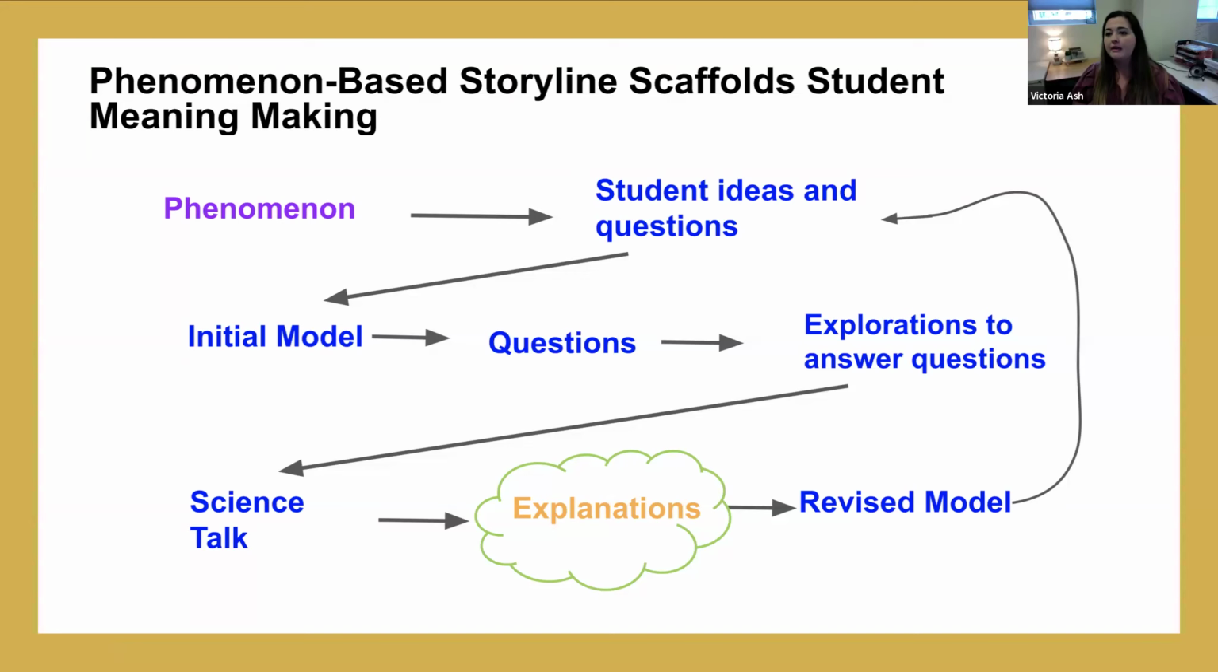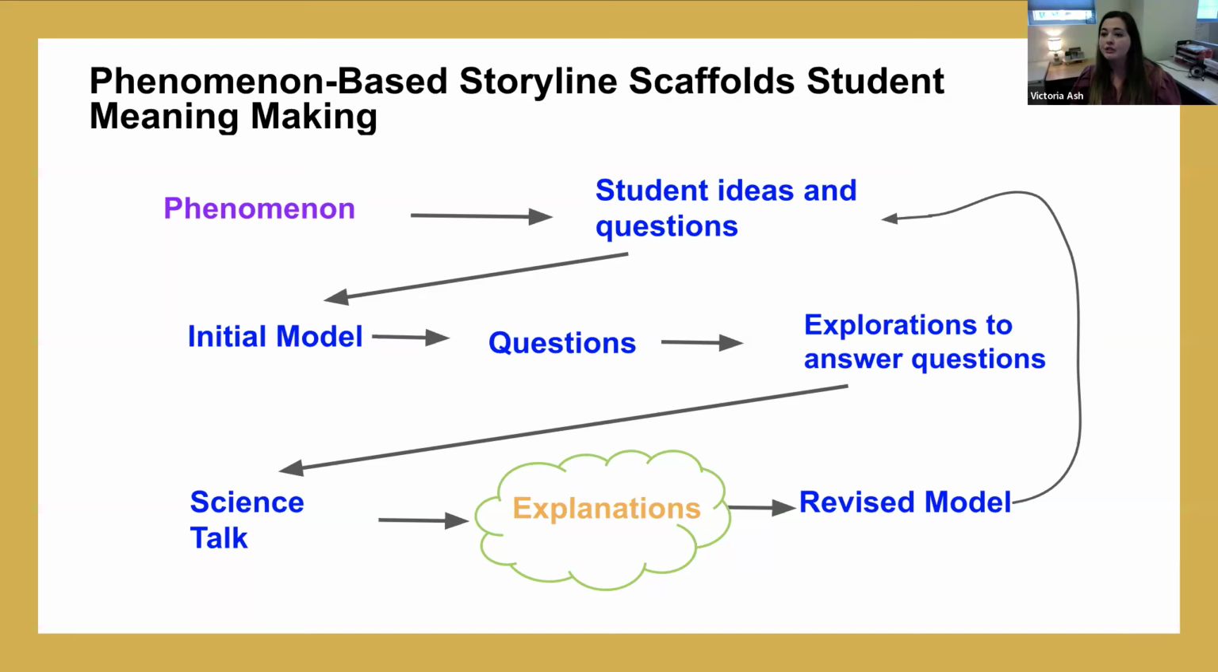And in this unit, that initial model is going to be what the bone looks like before, during, and after it's been broken. Students are going to then develop some questions about what they want to know about this bone healing and the process of that break. And then they are going to explore the answers to those questions.